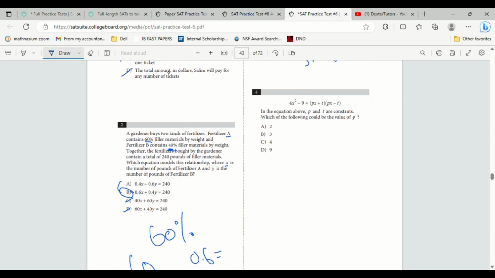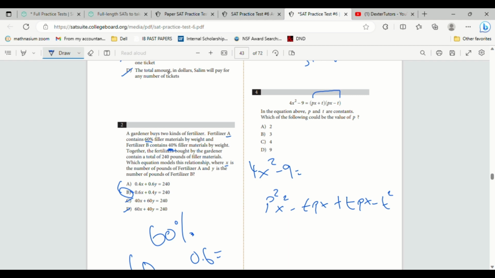Number 4, in the equation above, P and T are constants. Which of the following could be the value of P? So I'm going to write out what we have on the left-hand side, equals, and then I'm going to FOIL this binomial on the right side. So we have P squared x squared minus T px plus T px minus T squared.